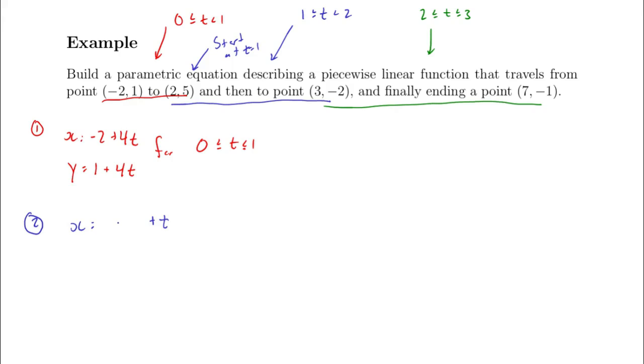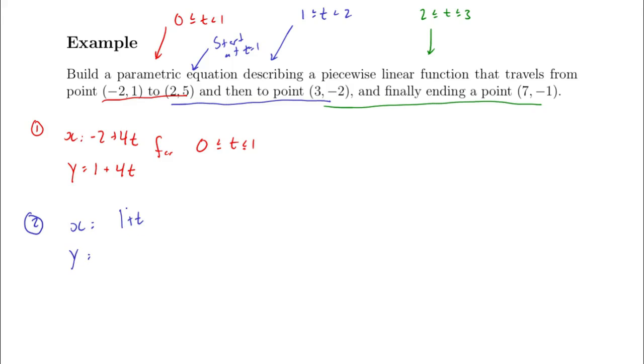I need to figure out what it's got to start at. It's not going to be 2, because that would then give me this point 2 comma 5 when t is equal to 0, but I want it to give me this point 2 comma 5 when t is equal to 1. So I need, when t is equal to 1, this x value is equal to 2. Hopefully you can see that this is going to be 1 plus t.